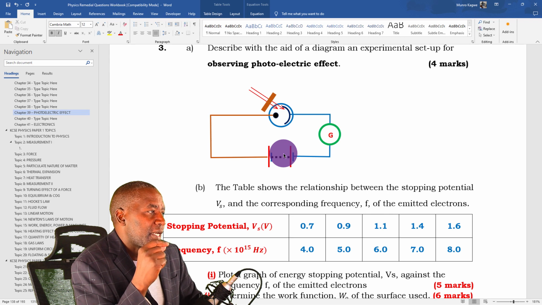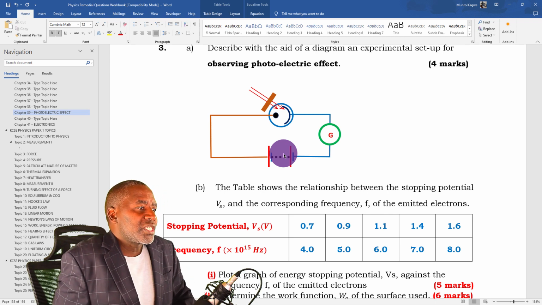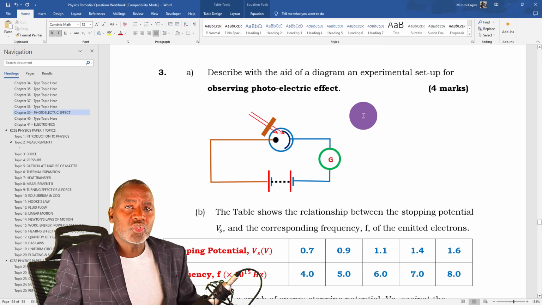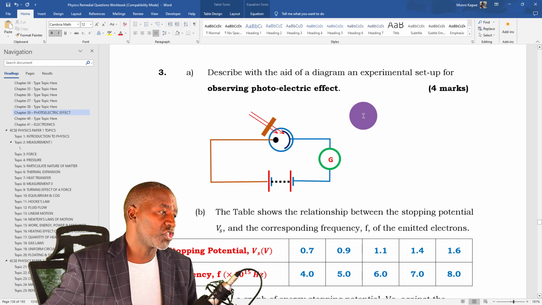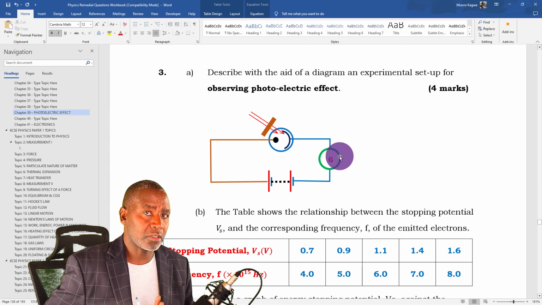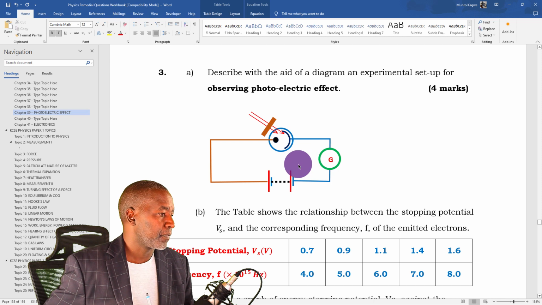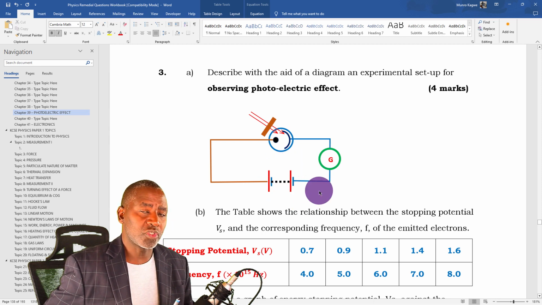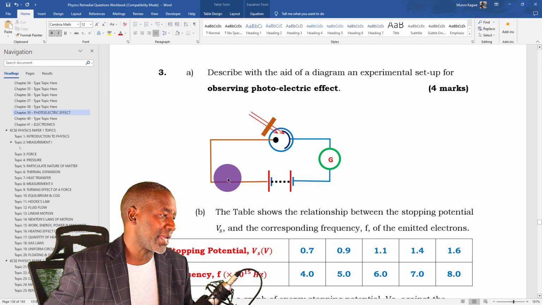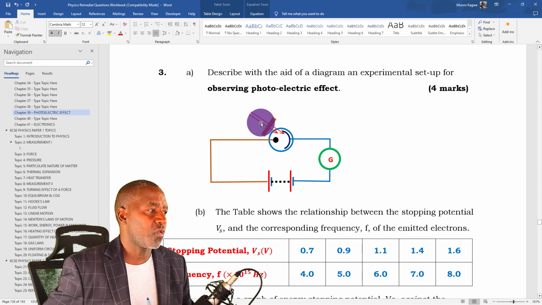We are asked to describe with the aid of a diagram an experimental setup for observing photoelectric effect. Here we just want to observe photoelectric effect. Of course, you will need a photocell. This one is a photocell. You will need a galvanometer or a sensitive microammeter. You will need a battery, maybe a 12-volt battery, or an extra high tension. You will need connecting wires. You will need a source of white light.